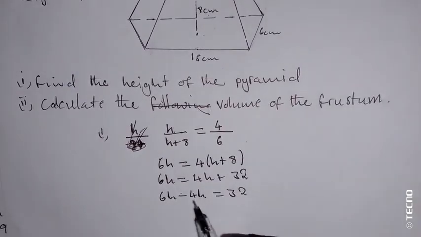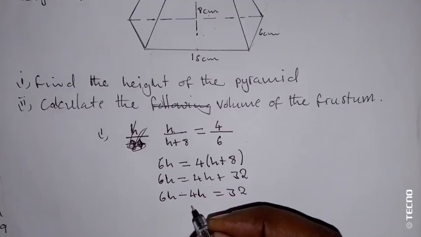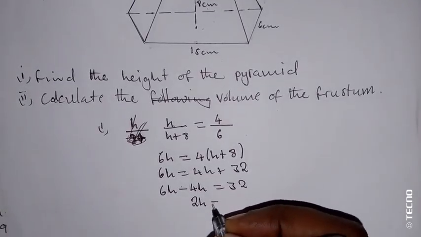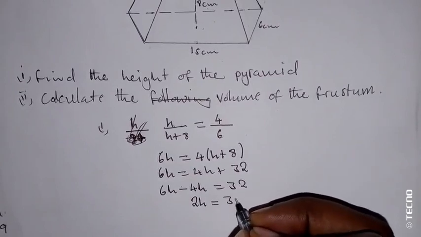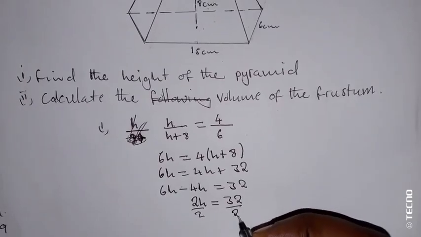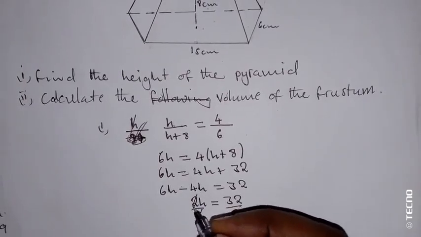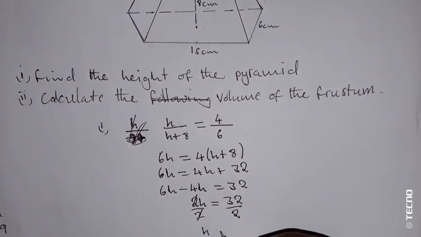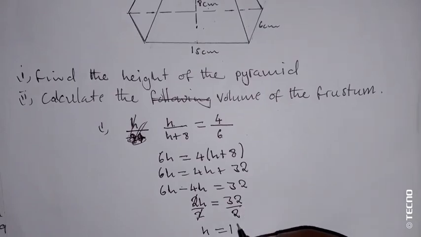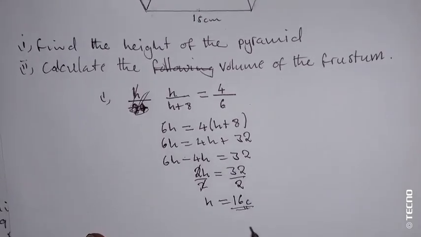Whatever happens here, we're going to have 2H is equal to 32. Then you divide by 2 on this side, also by 2 on this side, and this side it will go. So our small h is equal to this, which is going to give us 16 centimeters. So here we are saying that our small h is equal to what?